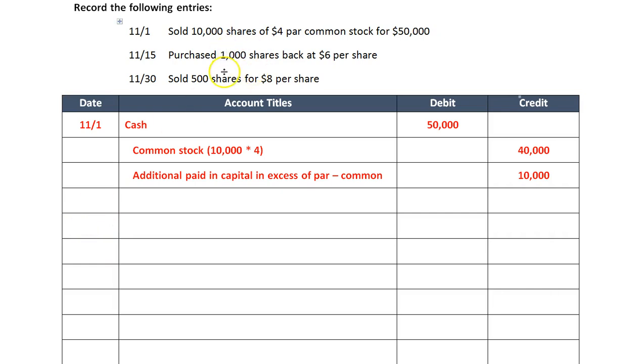Alright, next we're getting into something called treasury stock. If we buy back shares of our own stock, it's called treasury stock.